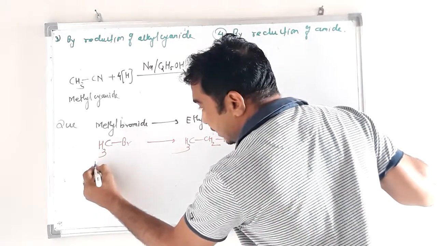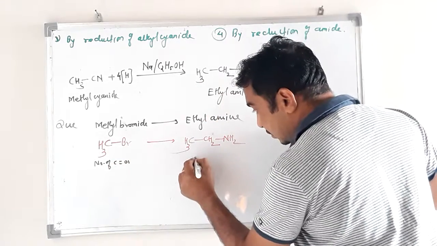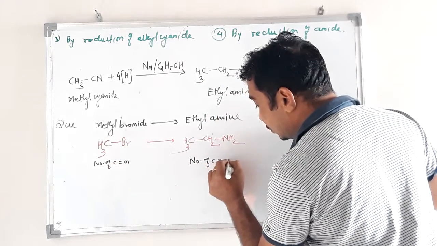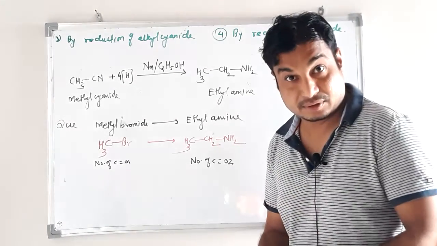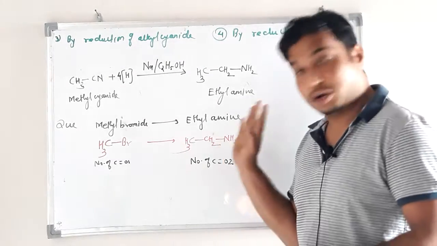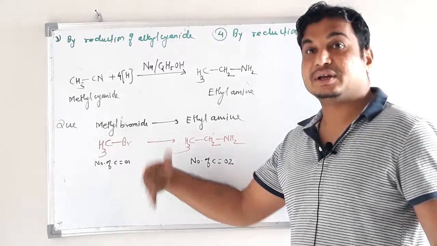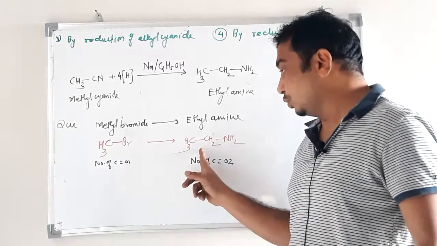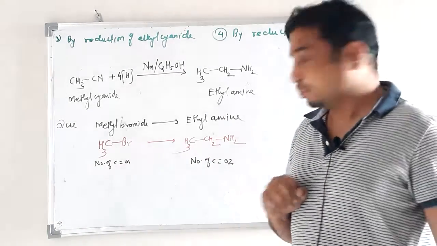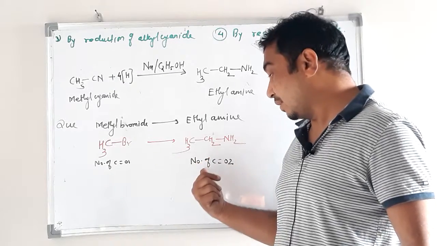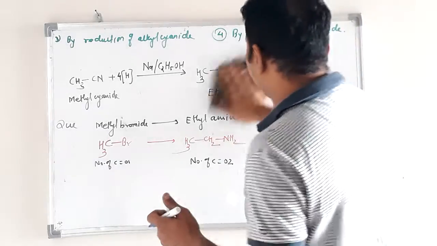Here the number of carbon atoms is 1. Here the number of carbons is 2. It means there is an increase in carbon atoms. So directly it is not possible. If we treat this methyl bromide with ammonia, then it will not give ethyl amine. It will form methyl amine. But we want ethyl amine, with 2 carbon atoms. What do we have to do in this reaction? See, very simple.